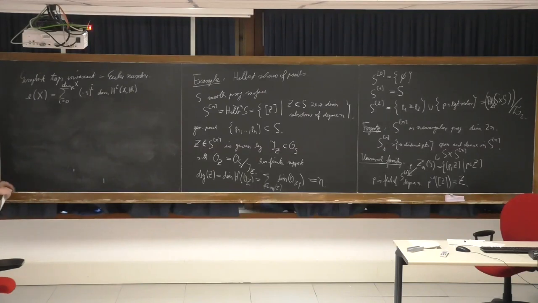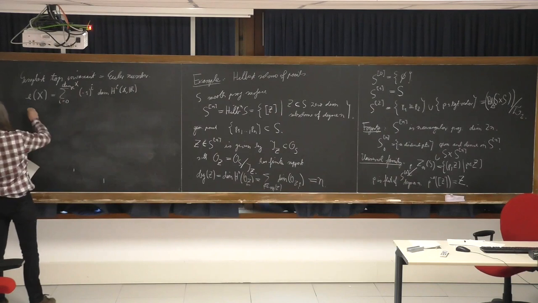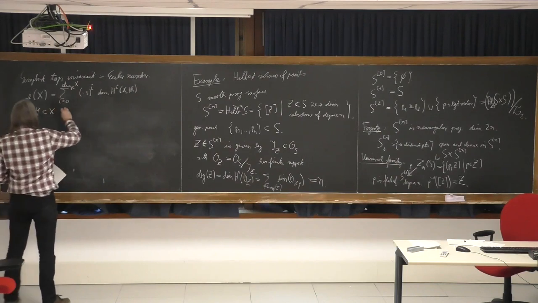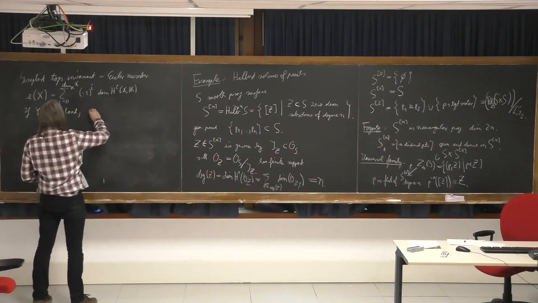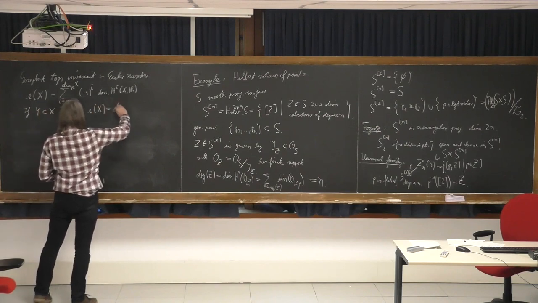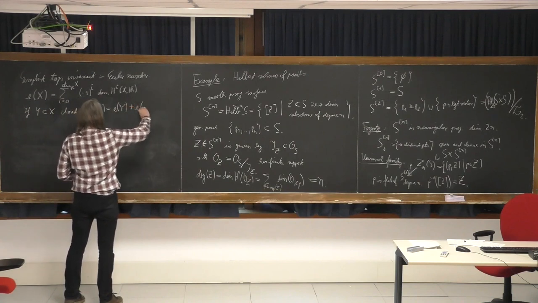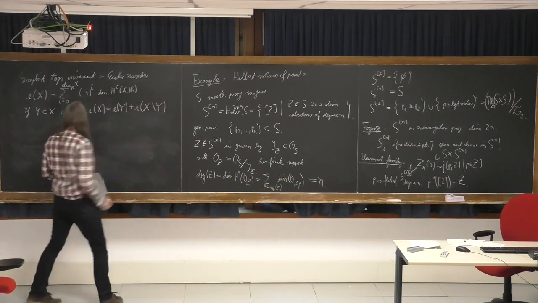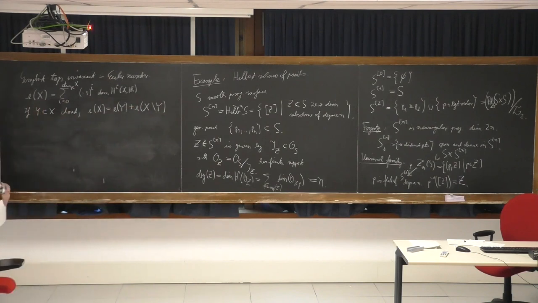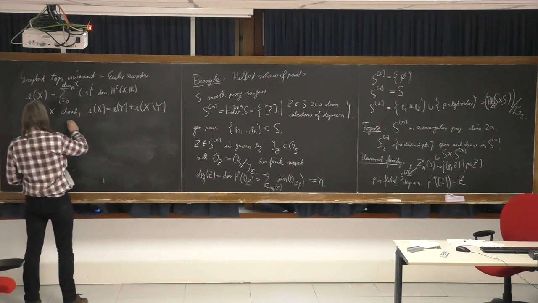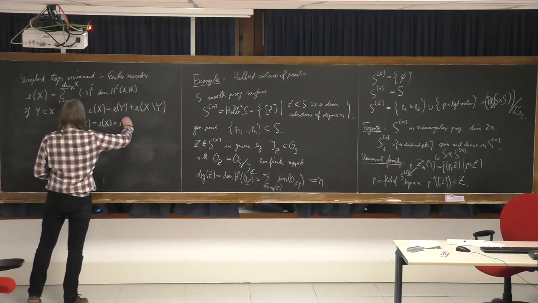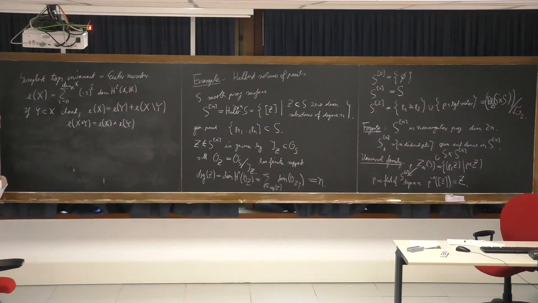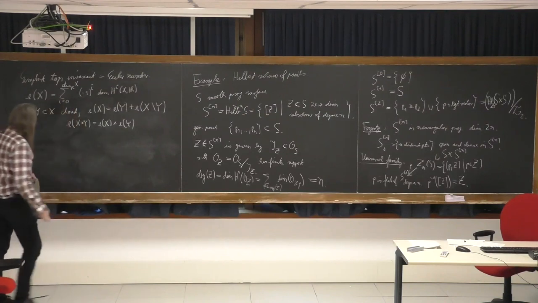For instance, it behaves nicely if you cut X into pieces. If Y in X is closed, then the Euler number of X is equal to the Euler number of Y plus the Euler number of the complement. This is sometimes a useful property of the Euler number. And it is also easy to see that the Euler number of a product is the product of the Euler numbers. The Euler number of a point is one.